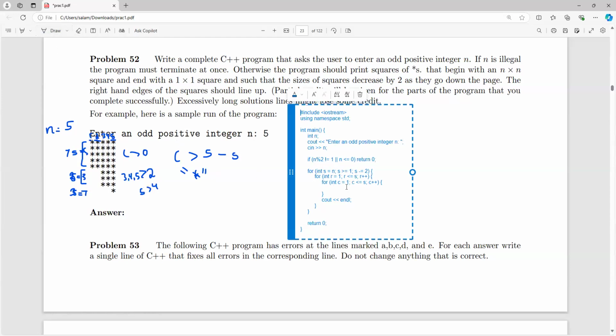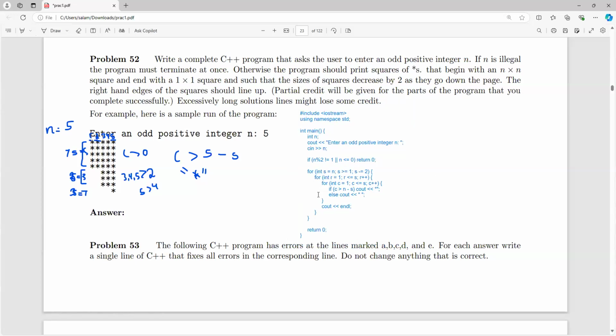That's going to be if. And if anyone has any questions, please speak now or forever hold your silence. If c is greater than n minus s, I want to cout a star. Else, cout space. And that's it. That's our code. Is everyone good with that? This one's another doozy.